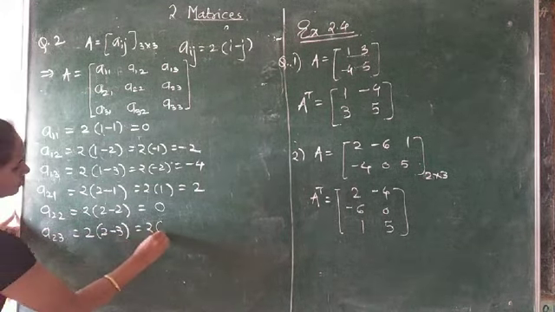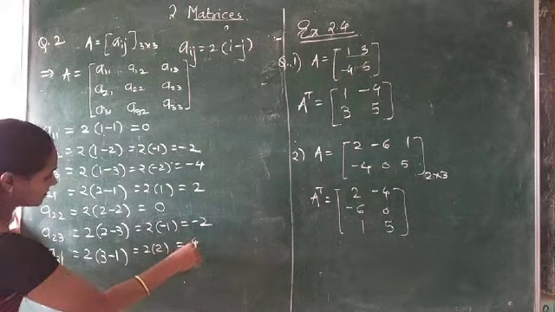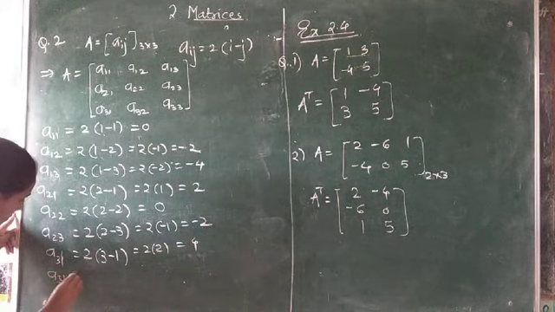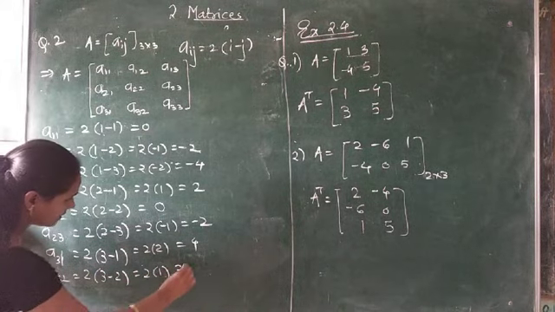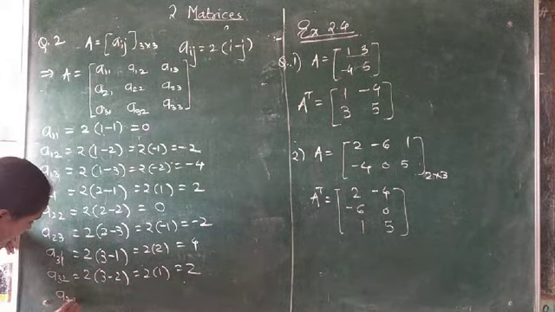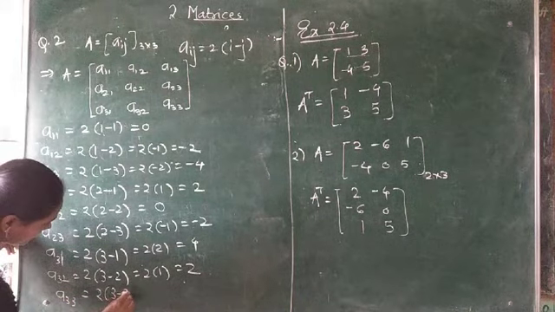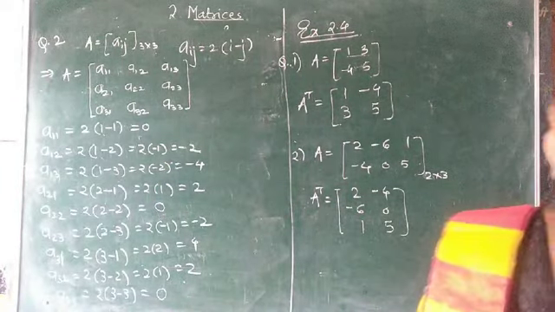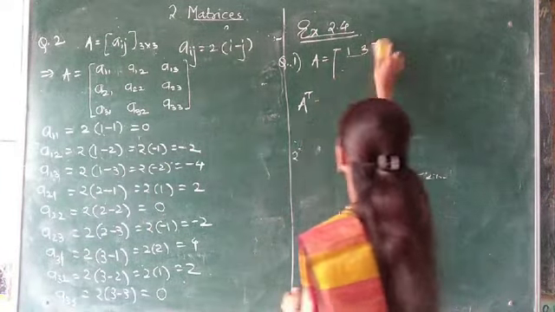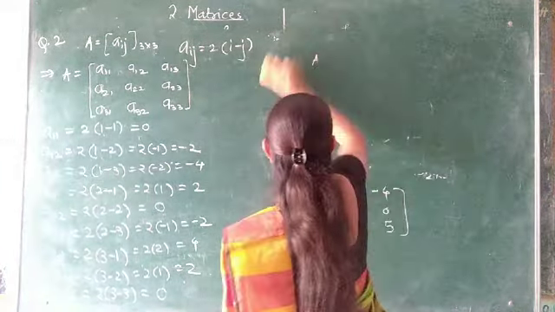Next a31: 2 into (3 - 1) is equal to 2 into 2, then it is 4. a32: 2 into (3 - 2), that is 2 into 1, 2. a33: 2 into (3 - 3), which is equal to 0. Using our condition, we find every element of matrix A. Now write matrix A.